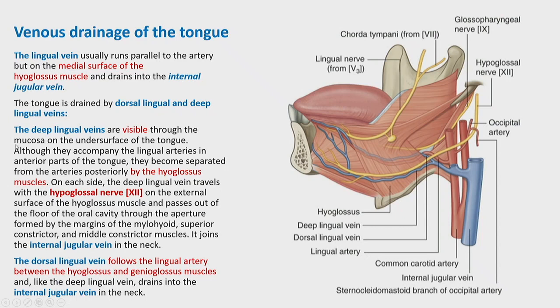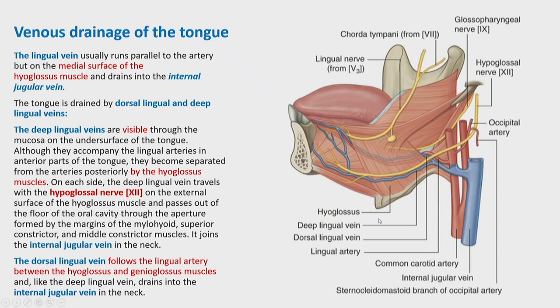But the difference between the artery and the vein is this. As you see, the deep lingual artery goes deep to the hyoglossus muscle, and then it goes to the apex. But the deep lingual vein goes on the external surface of the hyoglossus muscle.